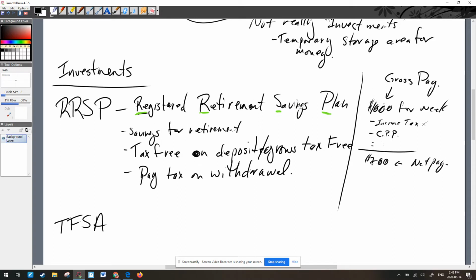But let's say you take that $700 and you put it into your RRSP. You weren't supposed to pay tax on that $700. So what happens is in April, when you file your taxes, or in March if you're earlier, you'll say, but I put $700 into my RRSP. And the government will say, oh, well, the income tax that you paid on that $700, you shouldn't have paid, and you will get a refund for that amount.